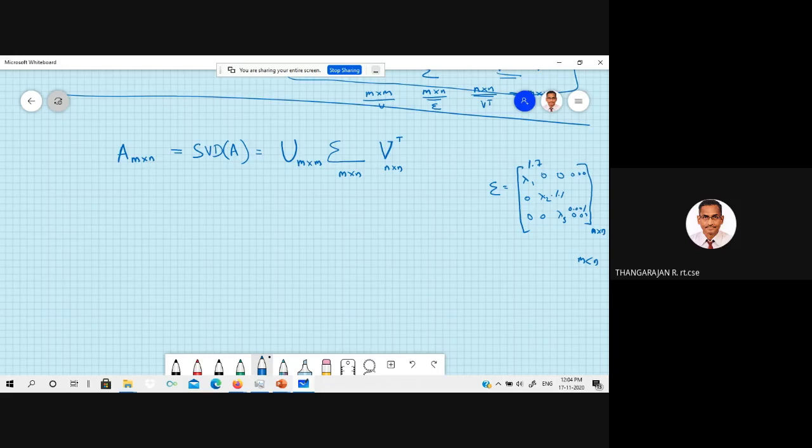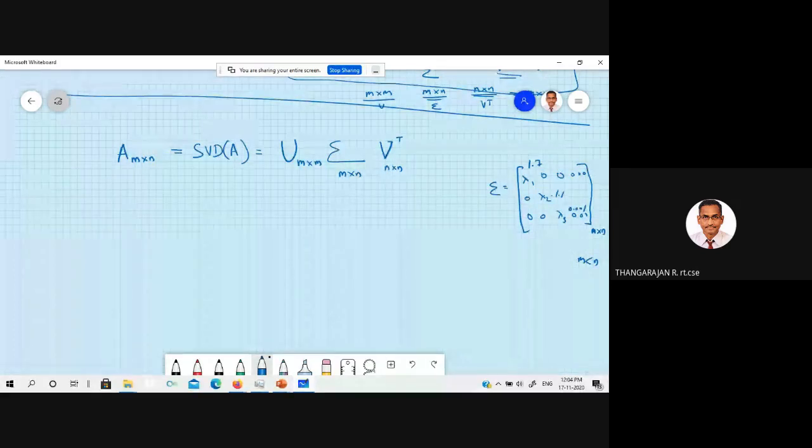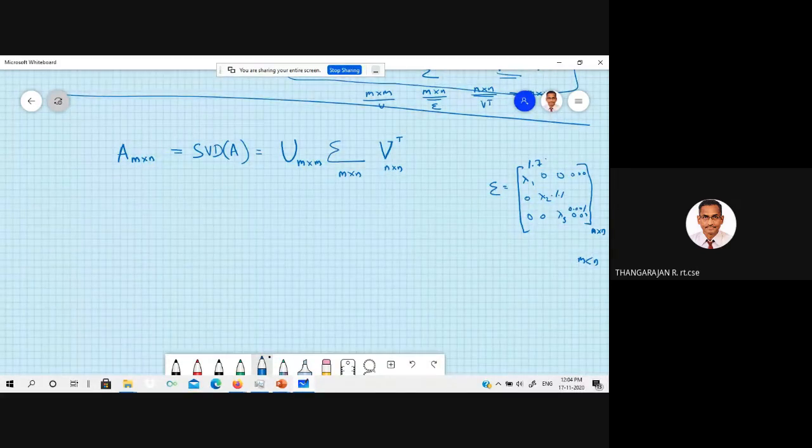So instead of making sigma m cross n, I'll just make it 2 cross 2. I'll just put lambda 1, 0, 0, lambda 2. The other things I have omitted. I have just taken this part.